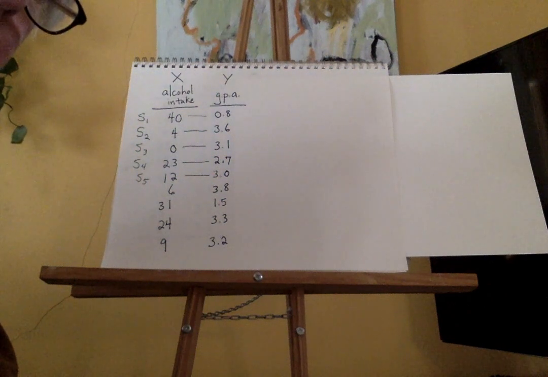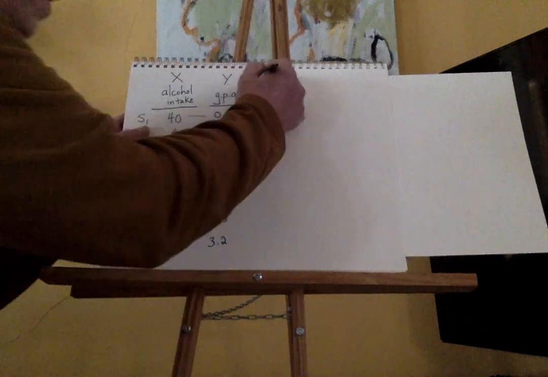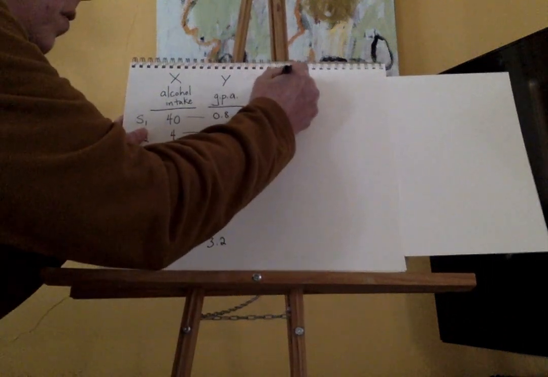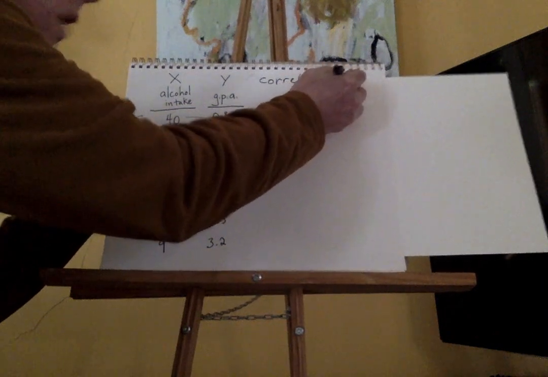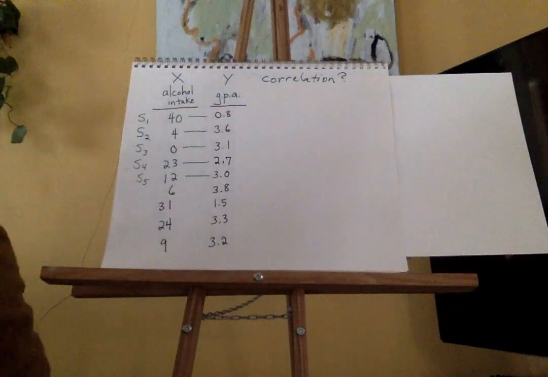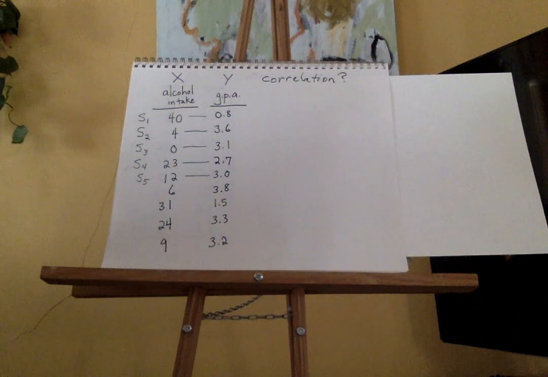A co-relationship. Correlation, all right? I'm asking whether there's a correlation, whether there's a relationship between these two variables. There's two variables, so it's a co-relationship. The word got a little bit messed up in my mind, but it's called correlation, okay? Co-relationship.